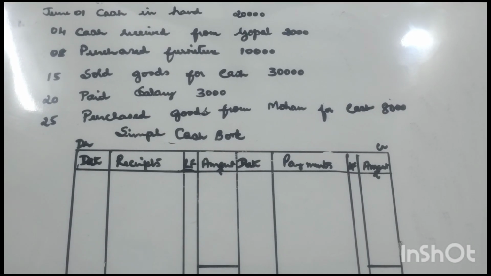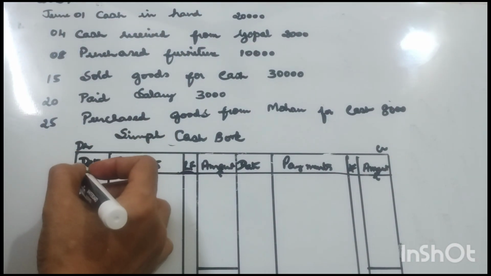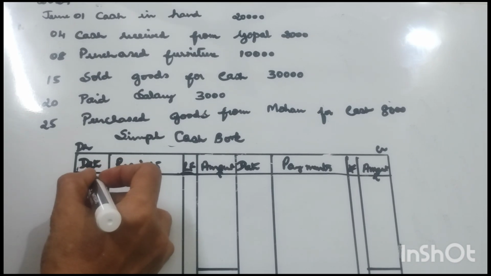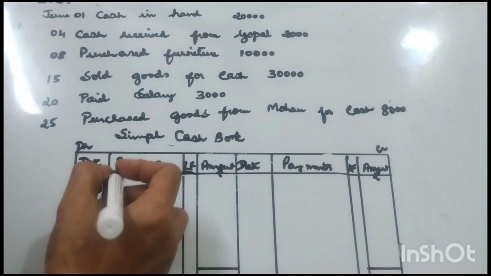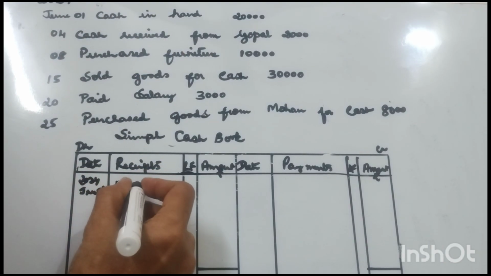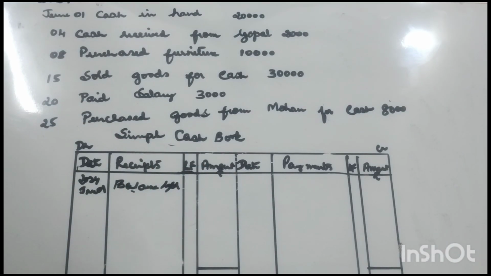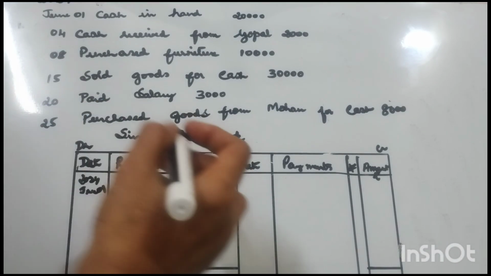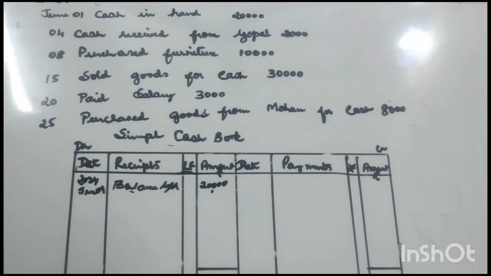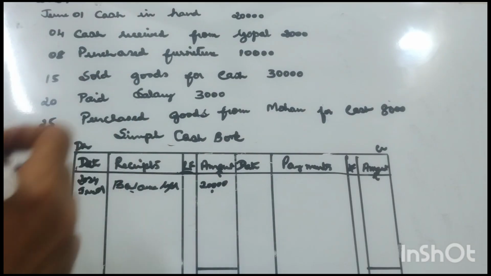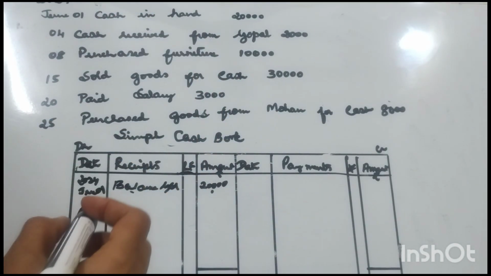First, record 2024 June 1st as cash in hand. So write 2024 June 1st, cash in hand. As I said, it is an opening balance brought down. Always the opening balance has to be recorded as balance brought down with rupees 20,000. So that is the opening balance. Next, cash received from Gopal. So there is a receipt of cash worth rupees 2000.